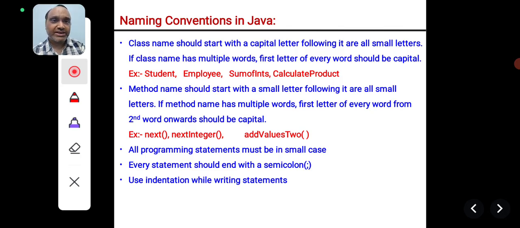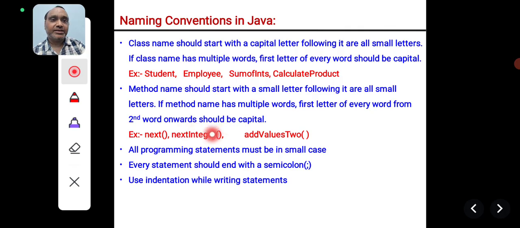So, what is the convention? In the method name, the first letter of the first word must be small. And if you are having more than one word, from the second word onwards, the first letter in every word must be a capital letter. So here we have given some examples to understand it. Suppose we are defining a method called next. Next has only one word, so therefore it should start with a small letter.